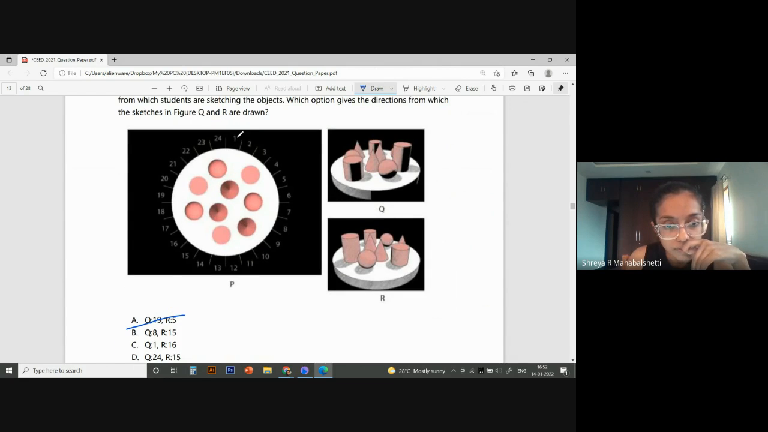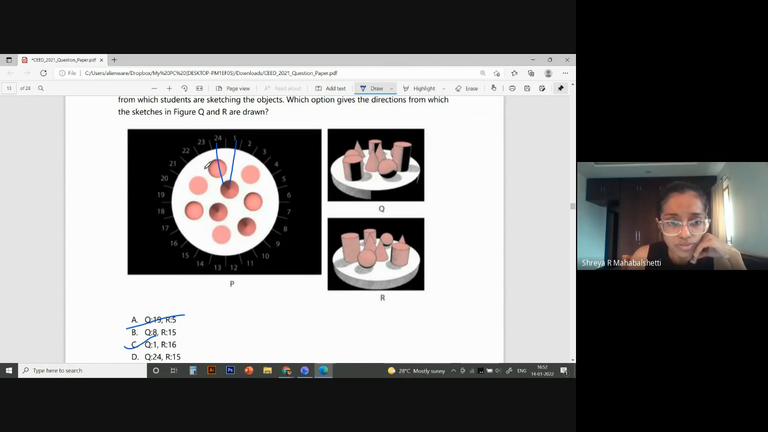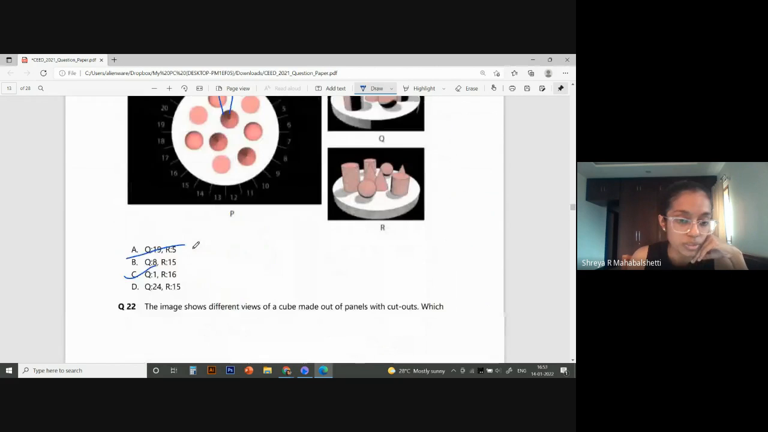I'm just wondering, wait, if I stand here, I see this. I stand here, I see this. Am I looking at the ball from the side? Yes. So I'm standing at 1. So the answer is this one. Because at 24, it would obstruct my view.